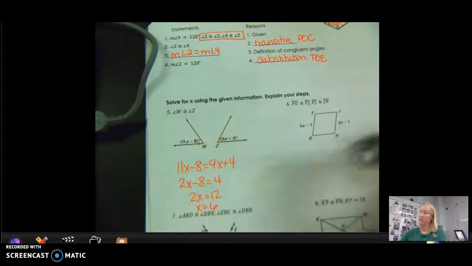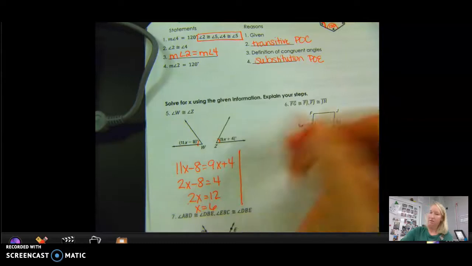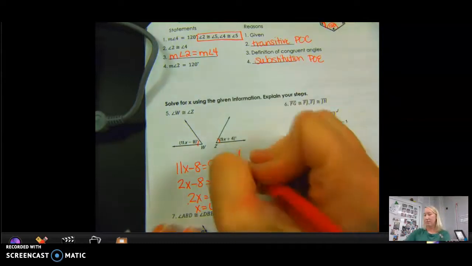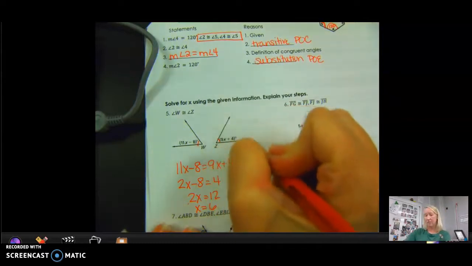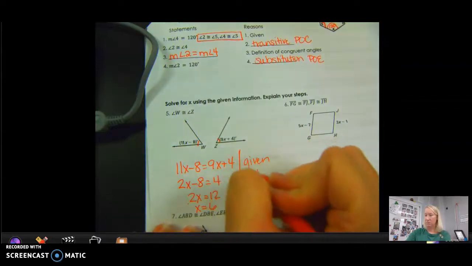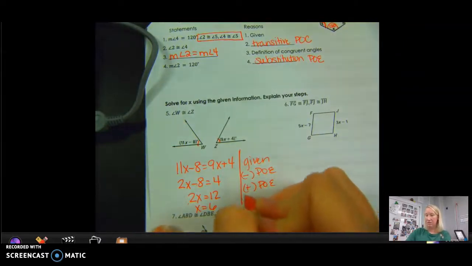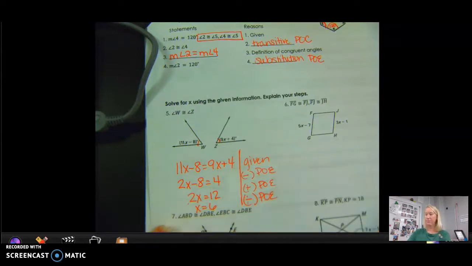So this goes back to an algebraic equation. Okay, so this is kind of my given because they are equal to each other. What did I do here? I subtracted 9, so this would be subtraction POE. Then I added 8, so that would be addition POE. Then I divide by 2, so that would be division POE.